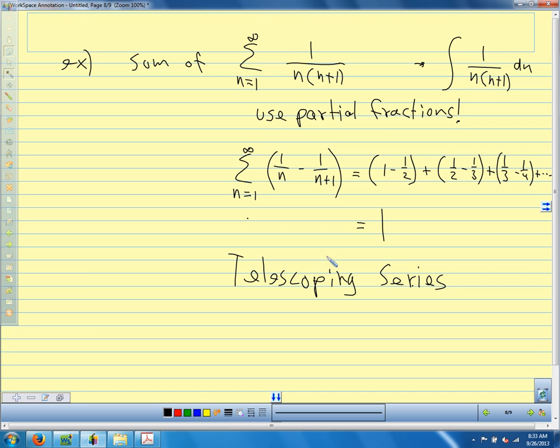To find the sum of a telescoping series, we need to use partial fractions and write out some of your terms. Sometimes in telescoping series, it's not adjacent terms that cancel, it's terms that are several terms away from each other that cancel, so you might have to write out a few terms to see the pattern of what is canceling out and what's left. But telescoping series are nice because you use partial fractions and you get this nice collapsing thing. So now we know how to find the sum of another kind of series.